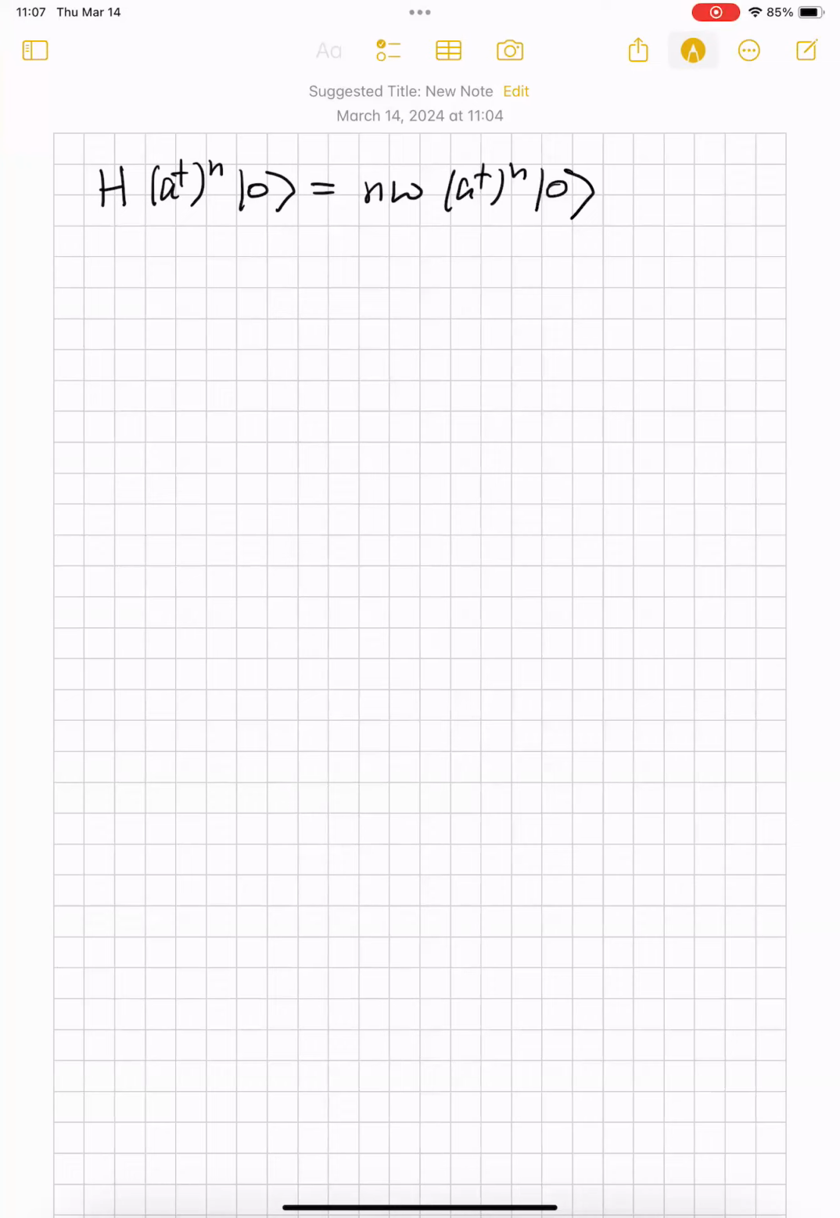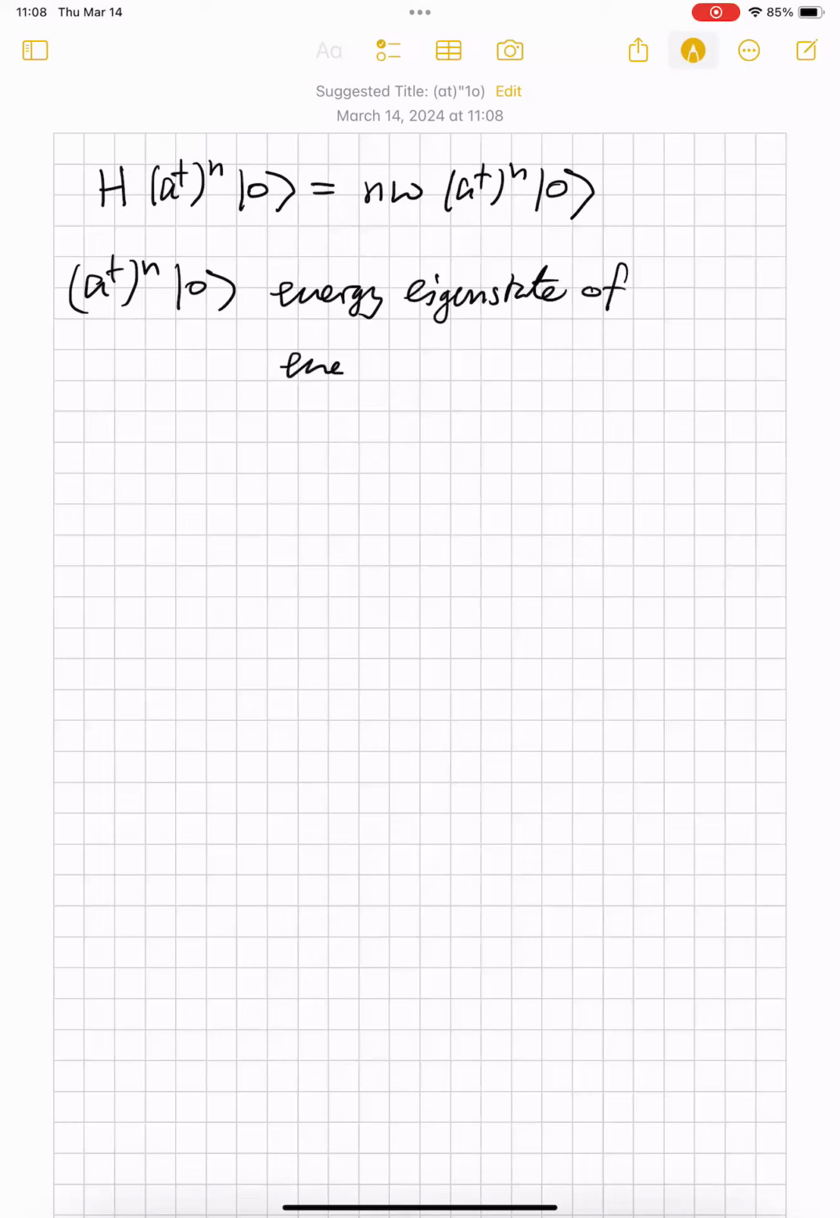So you're just showing that a dagger to the n acting on ket naught is an energy eigenstate of energy n times omega. That's what you have to prove. So how are you going to do this?